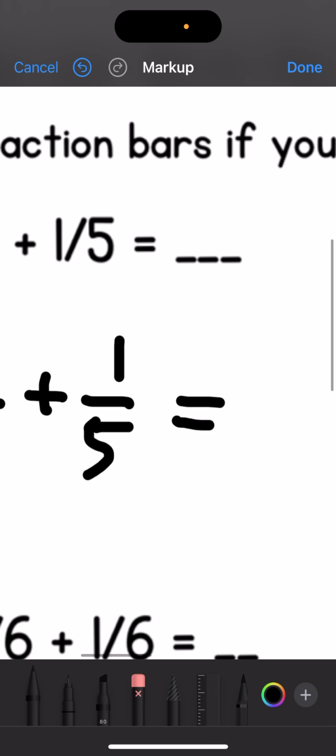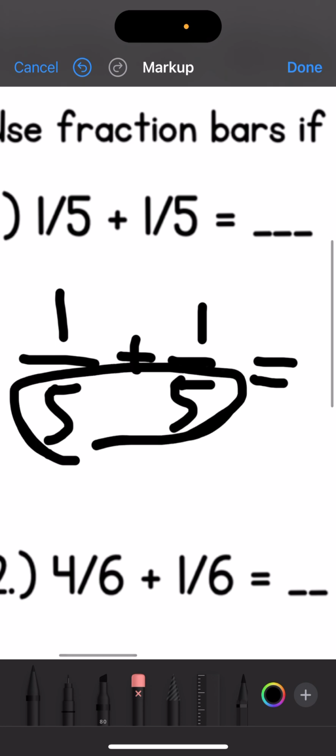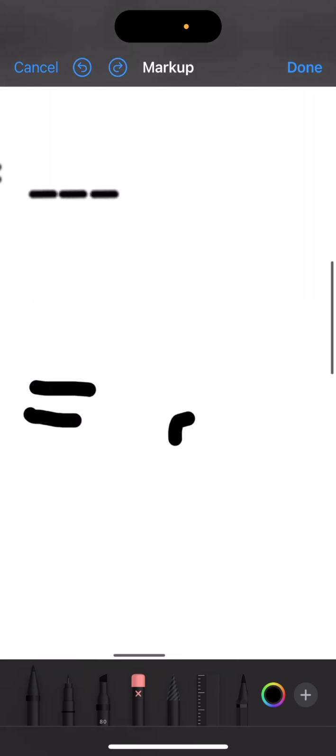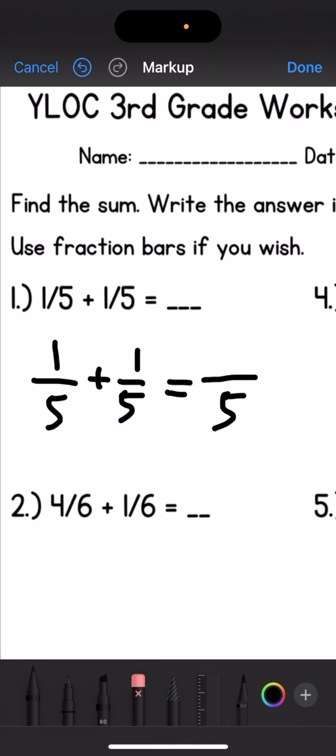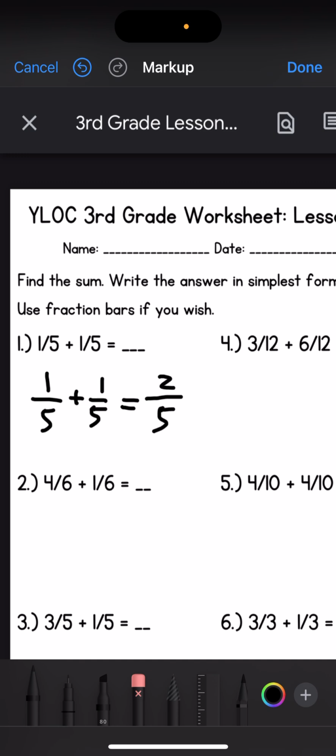Okay, the rule of thumb when it comes to adding fractions, the bottom or the denominator has to be the same. So in this case, 5 and 5 are the same, so we're good. And if we're adding fractions, the denominator is going to stay the same. And the top we're going to add, and 1 plus 1 is 2. So this will be 2/5.